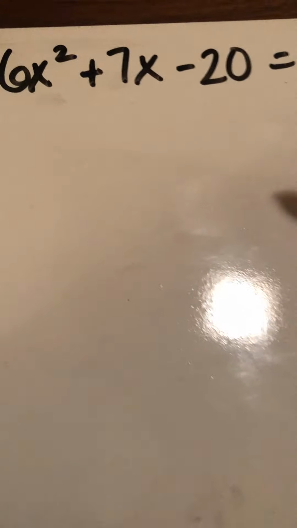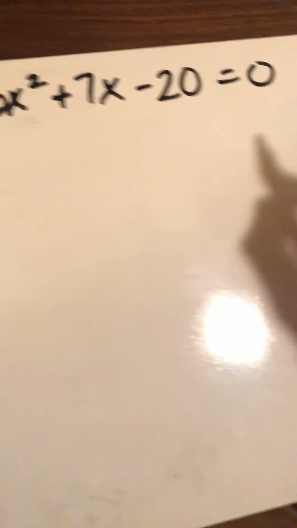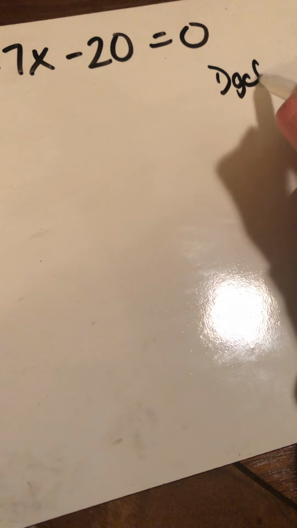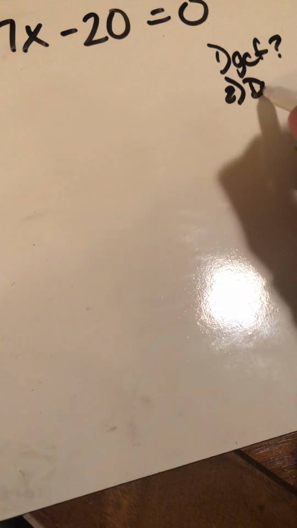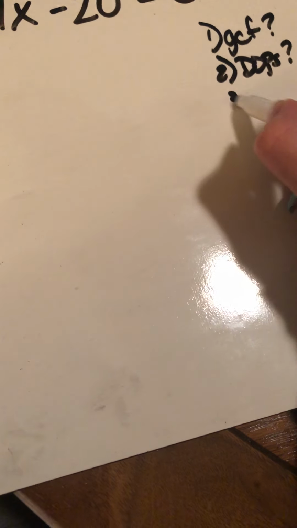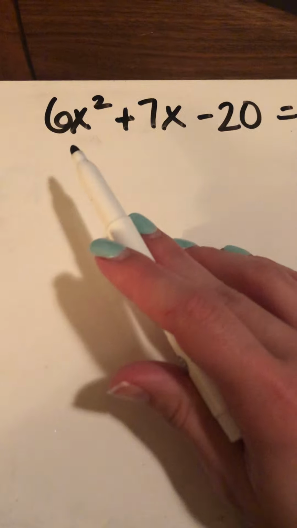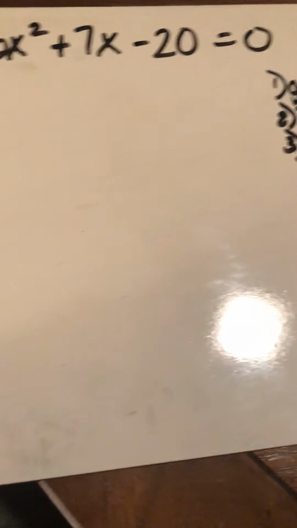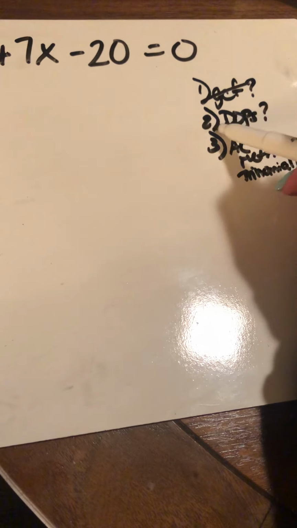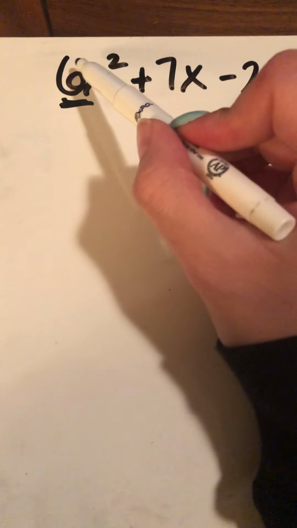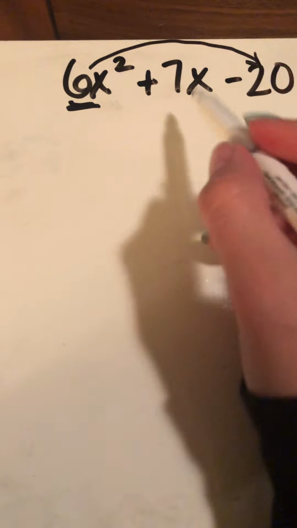All right, so I'm going to do this one for you even though it's down on the paper. So again, you're thinking, do I have a GCF? Is this a difference of perfect squares, or is this the AC method with a trinomial? 6, 7, and negative 20 don't have anything in common. This isn't a difference of perfect squares, so I'm using the AC method. So this number is bigger than 1, so I got to multiply it over here.